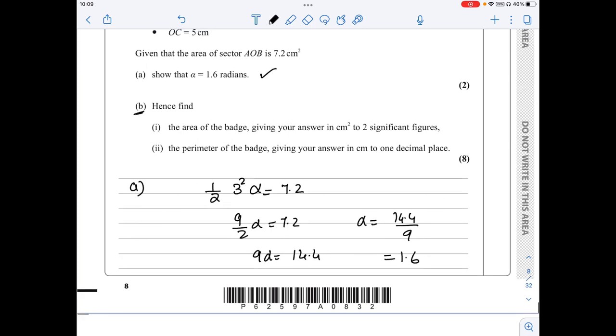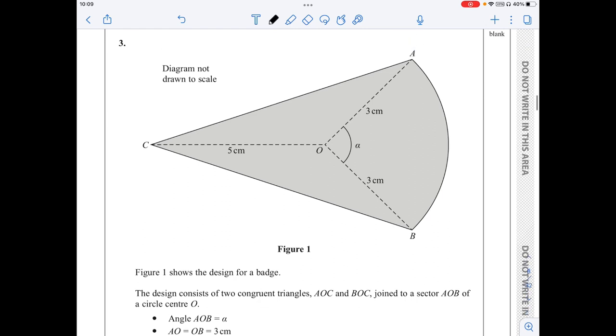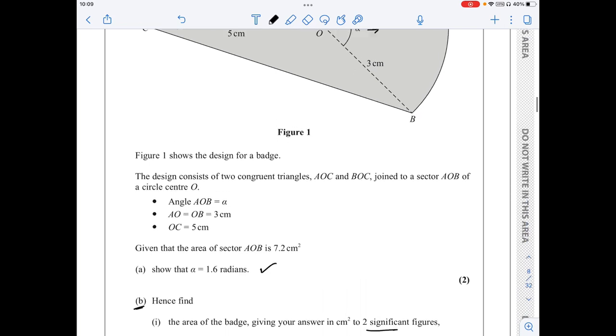Part B. Hence find the area of the patch in two significant figures, and the perimeter of the patch. So area of the patch. For that, first of all, I should know what this angle COA is. Alpha value, just now we got the alpha value as 1.6.